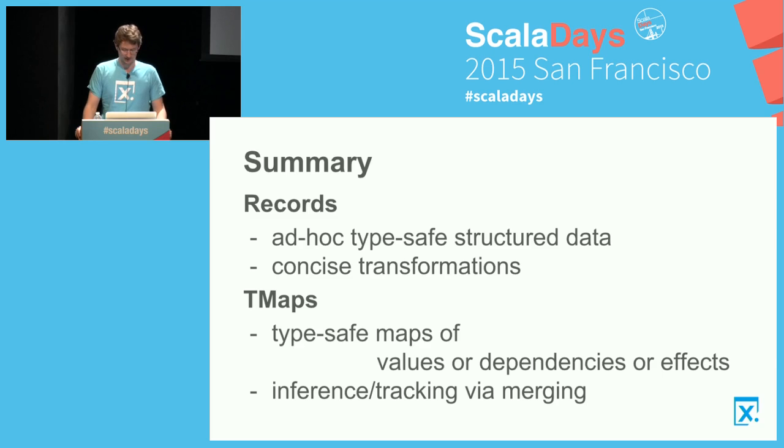So records allow us to nicely create type-safe structured data ad hoc and work with it with transformations. And TMaps use the same or a similar concept to have type-safe maps with values, to track dependencies, track effects, and infer them, and then propagate them through multiple calls.